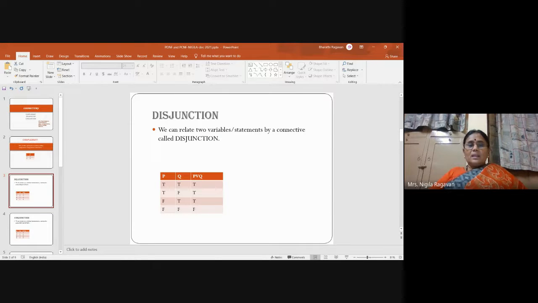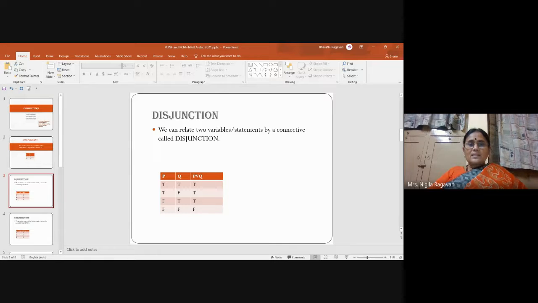Third case, P is false, Q is T. Still, P cup Q is T because X is not a member of A and X is a member of B means X is a member of A union B. So X is a member of A union B if and only if X is a member of A or B or both. If X is neither a member of A nor a member of B, then X is not a member of A union B.